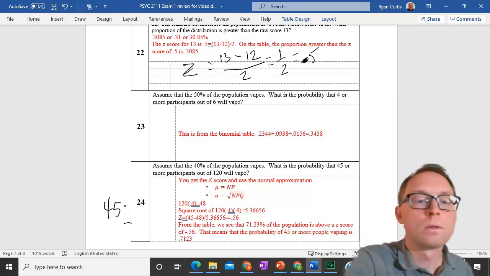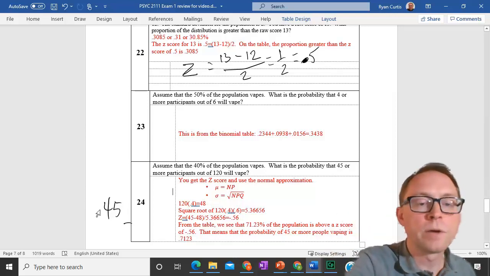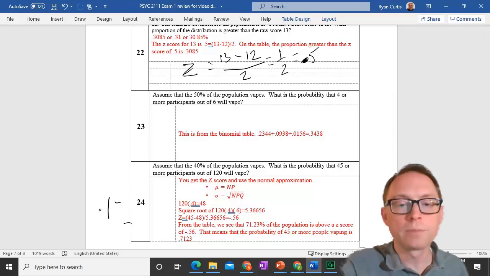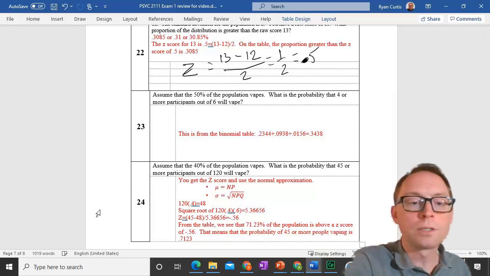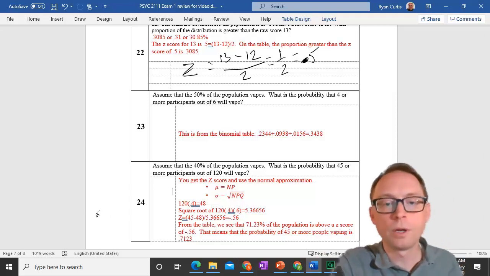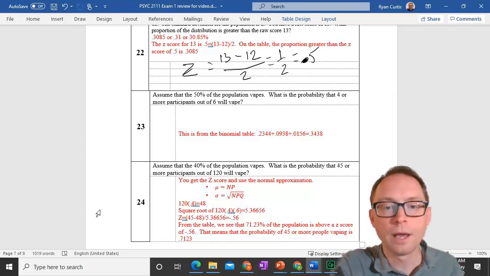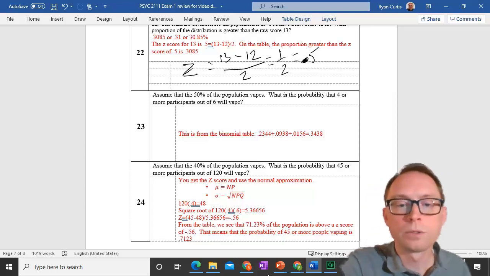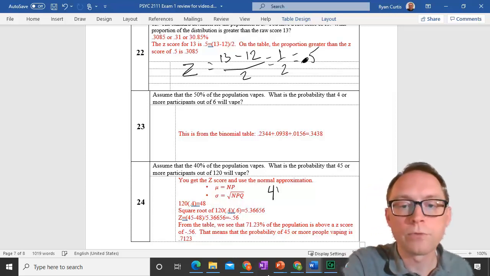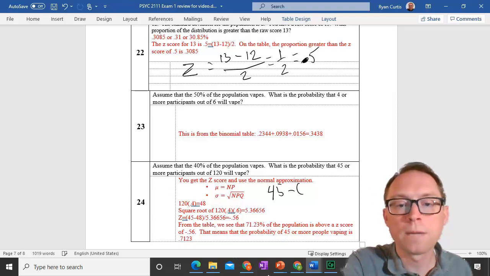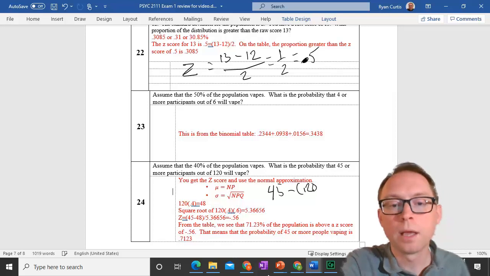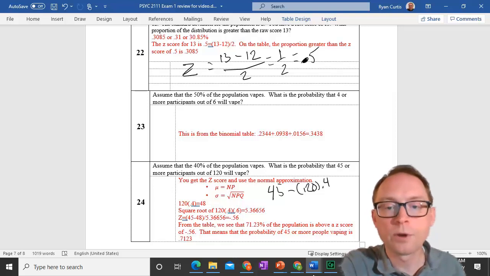So it's going to be 45 minus whatever the mean happens to be. Well, the mean is n times p. N is the total number of people. P is the probability that they're going to vape. So what is the probability that 40% of 120 are going to vape? That's what we're looking for. So we got 45 people, 45 is our raw score, minus n times p. N is 120, the total number of people, times p, the probability people vape, which is 0.4. Okay, so 120 times 0.4 is 48.